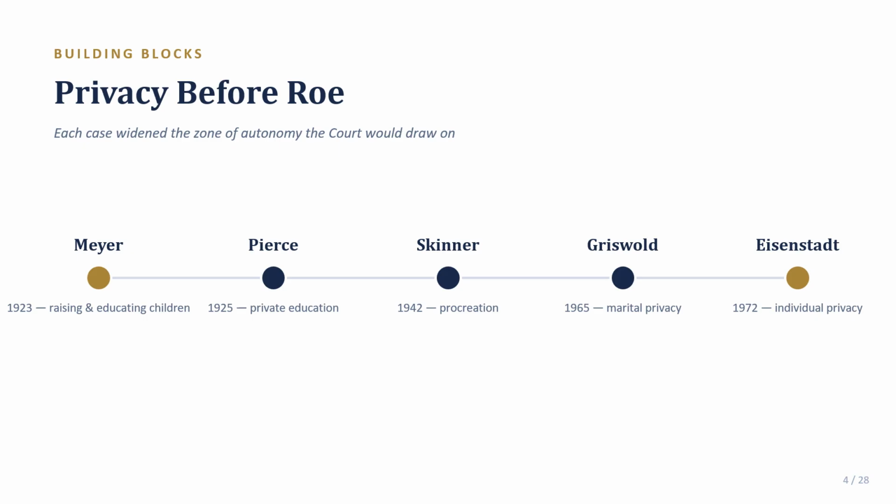Now, by the time we reach 1973, the court already has 50 years of precedent establishing that the Due Process Clause protects family, procreation, marital and individual decision making from unwarranted governmental intrusion. Okay, so Roe doesn't invent a right from nothing. It's the next incremental step in a line the court had already been walking for half a century.